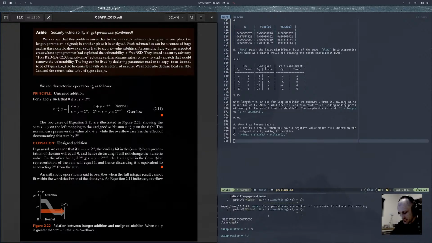The bug can be fixed by declaring parameter max length to copy from kernel to be of type size t. To be consistent with parameter n of memcopy, we should also declare local variable length and the return value to be of type size t. But you could still pass in a negative value. But I guess they would get caught by the length, because the negative value would then be interpreted as a very high value.